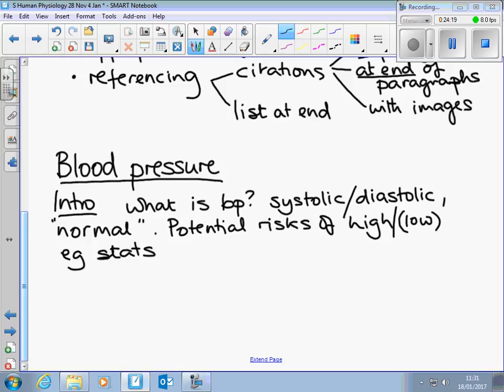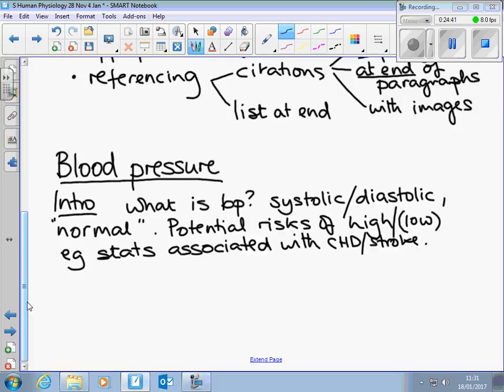So you might have stats associated with, say, coronary heart disease or stroke, if you can find any. So that's the sort of thing you do in your introduction to that. All right, that's not your plan for the introduction, but that's the sort of thing.